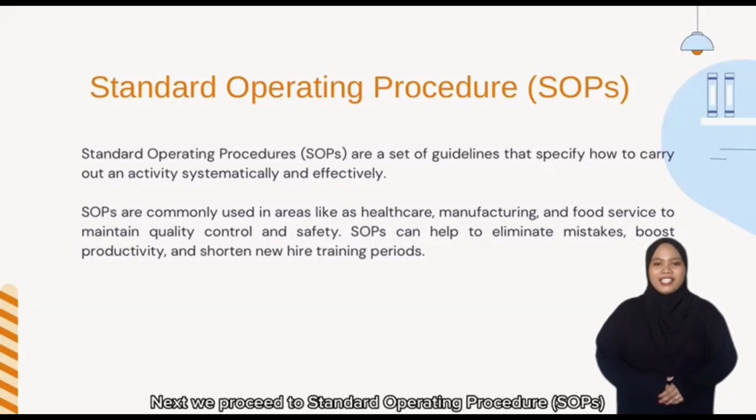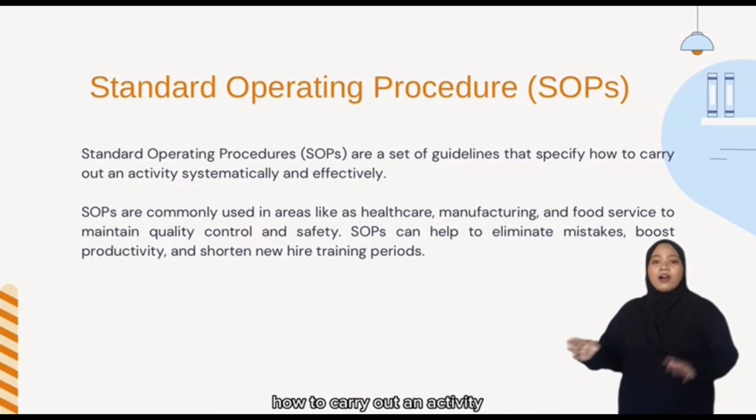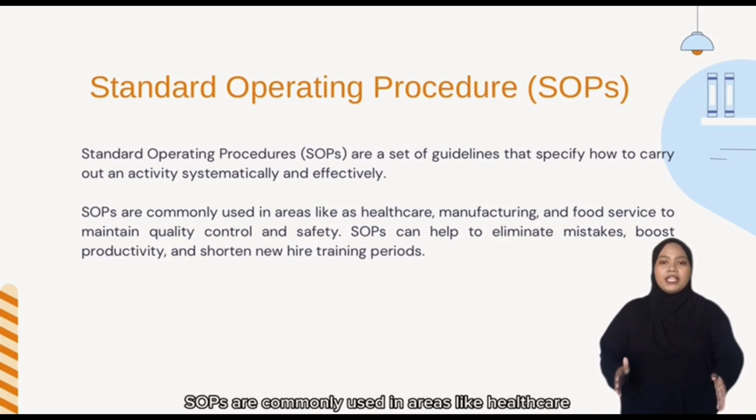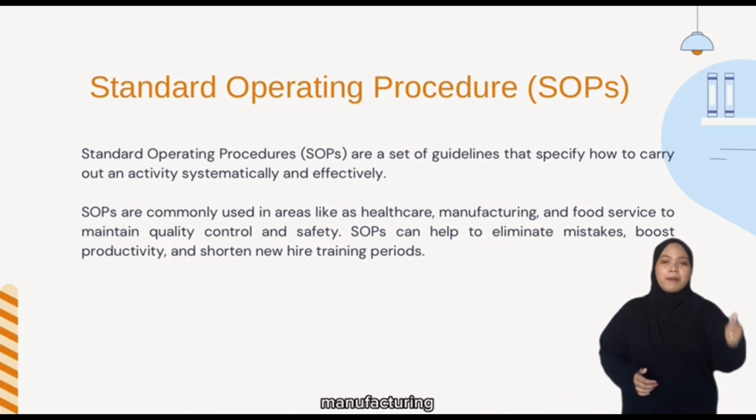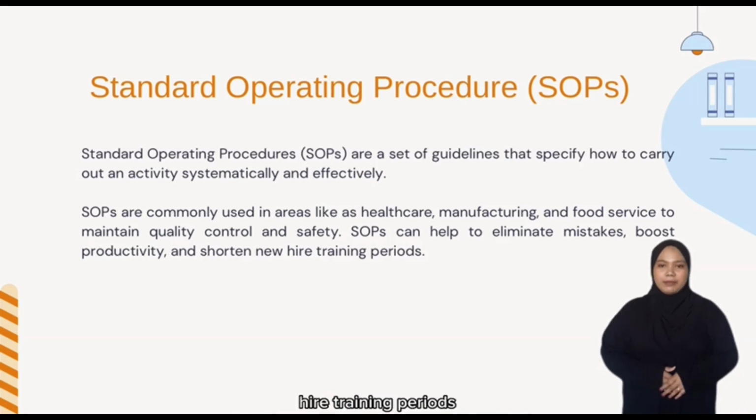Next, we proceed to Standard Operating Procedure (SOP). SOP are the set of guidelines that specify how to carry out an activity systematically and effectively. SOP are commonly used in areas like healthcare, manufacturing, and food services to maintain quality control and safety. SOP can help to eliminate mistakes, boost productivity, and shorten new hire training periods.